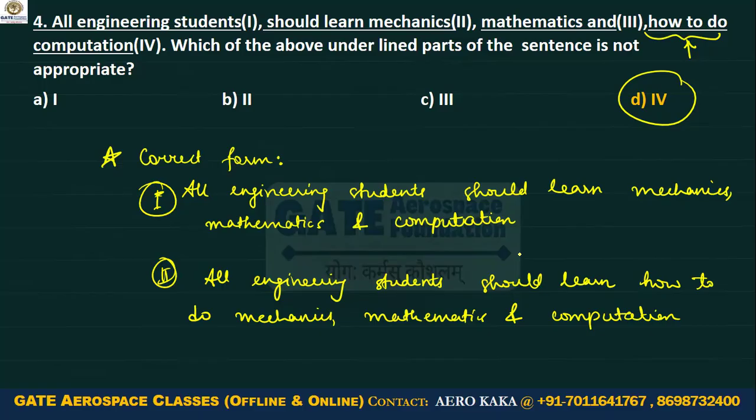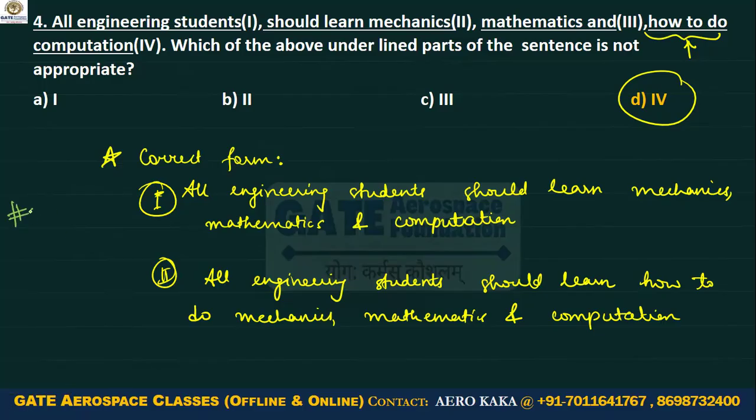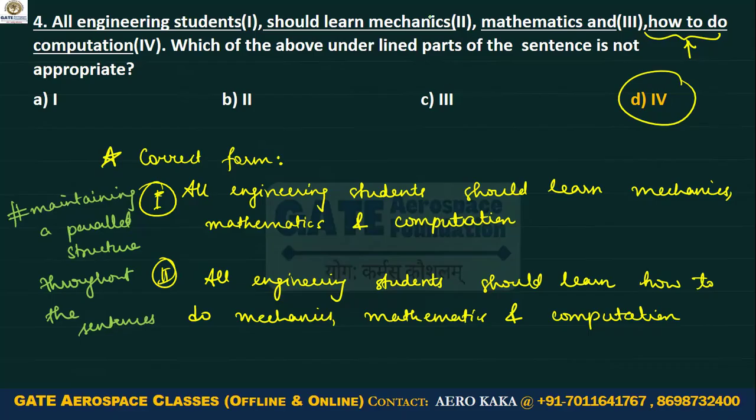to know what the gist of this question is, that we are maintaining a parallel structure throughout the sentence. What it means is if I am using three different objects like mechanics, mathematics, and computation, I should be treating them equally.